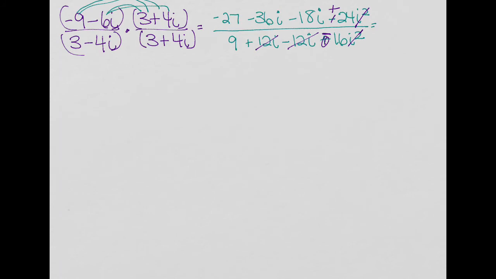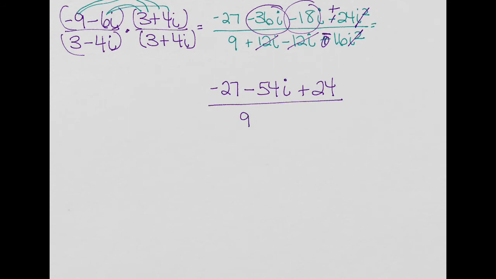So in the numerator, I've got a negative 27. This negative 36i and negative 18i is negative 54i. And then we determine this is plus 24. And in the denominator, I'm going to have 9.